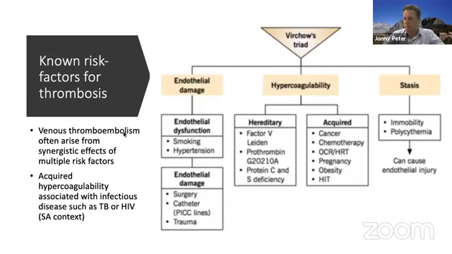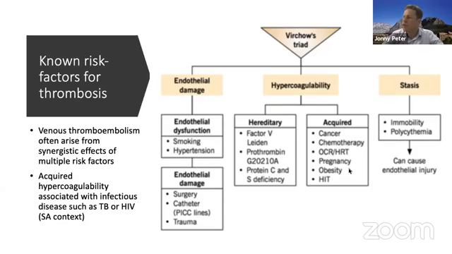Now, normally, venous thromboembolisms arise from multiple risk factors or the synergistic action of several of these things. In our setting as well, we have, in addition to some of these traditional factors that you might have heard about, like smoking, proper thrombophilias, or things like pregnancy or oral contraceptives, in our context of South Africa, known increases in coagulability associated with infectious diseases such as HIV and TB.